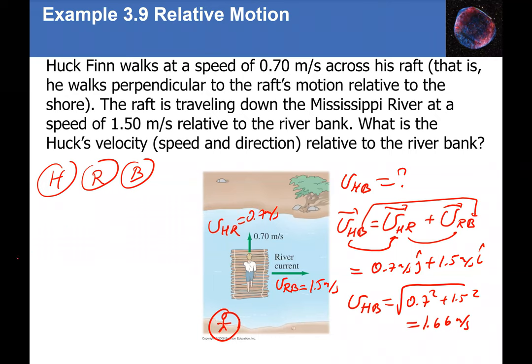But in which direction is he moving? Well, we can use the inverse tangent of 0.7 over 1.5, and we get 25 degrees. If I use the parallelogram method, we can see that the resultant velocity of Huck is like this. The raft is moving to the right, Huck is moving up, and the observer sees Huck moving in this direction rather than in the j hat direction. Because as Huck moves in the j hat direction, the raft is moving to the right, so his motion relative to the bank will be 1.66 meters per second at a 25 degree angle.